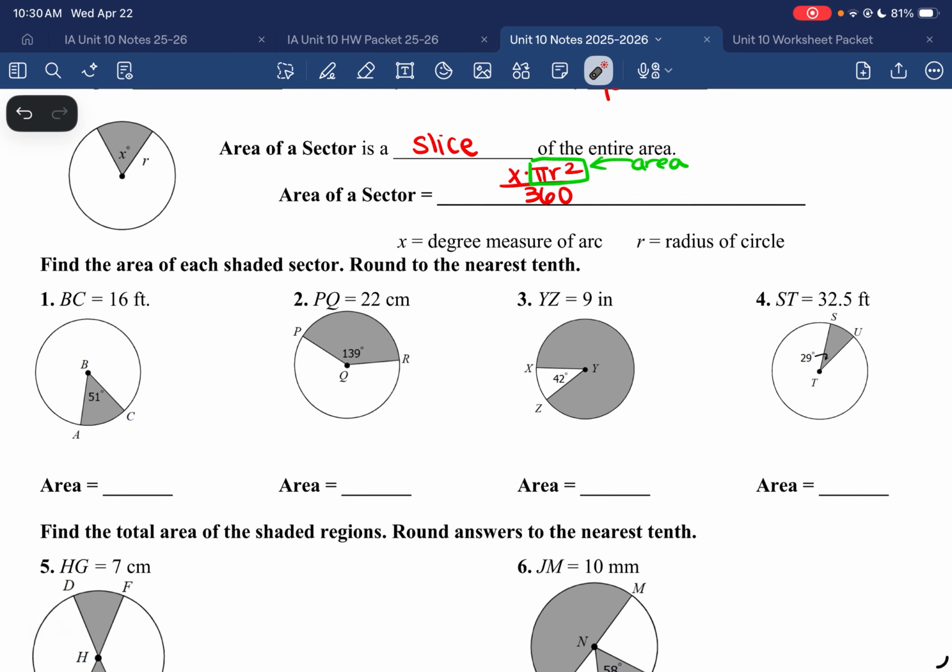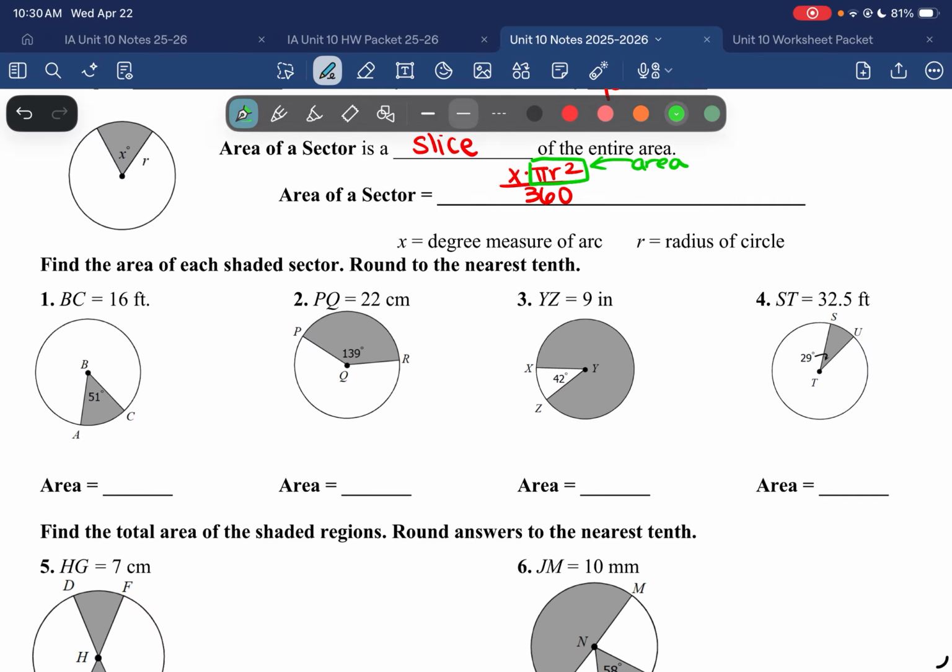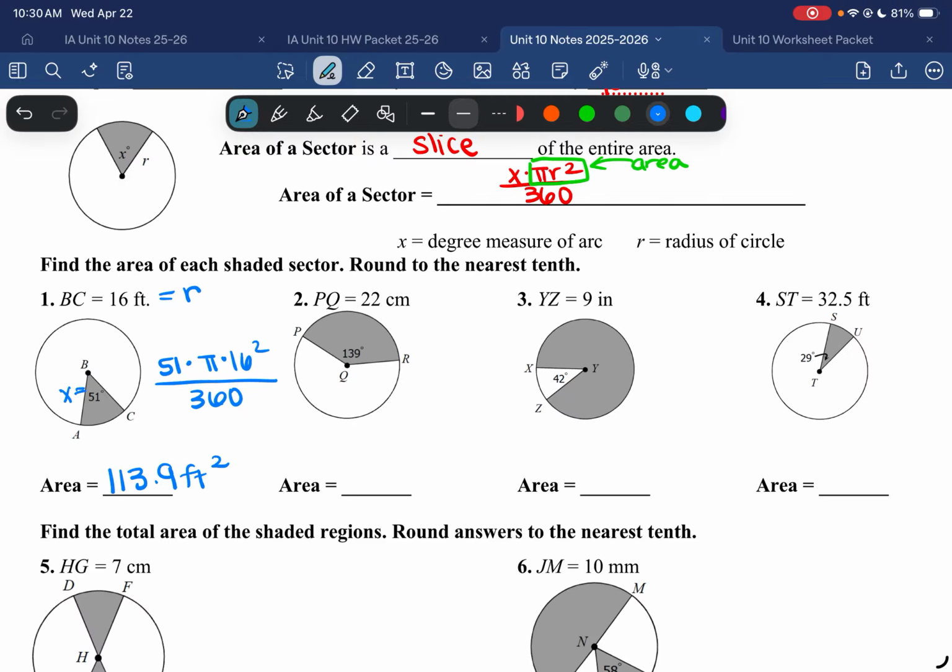Number one, it says BC is 16 feet. So right away, given to us is r. And then next we need to find x. Well, if we look, the shaded portion is the part we're finding. So the 51 degrees is our x. So 51 times pi times 16 squared, all divided by 360. Which when we calculate that, we get 113.9, and then our unit, feet squared, because we're talking about area.